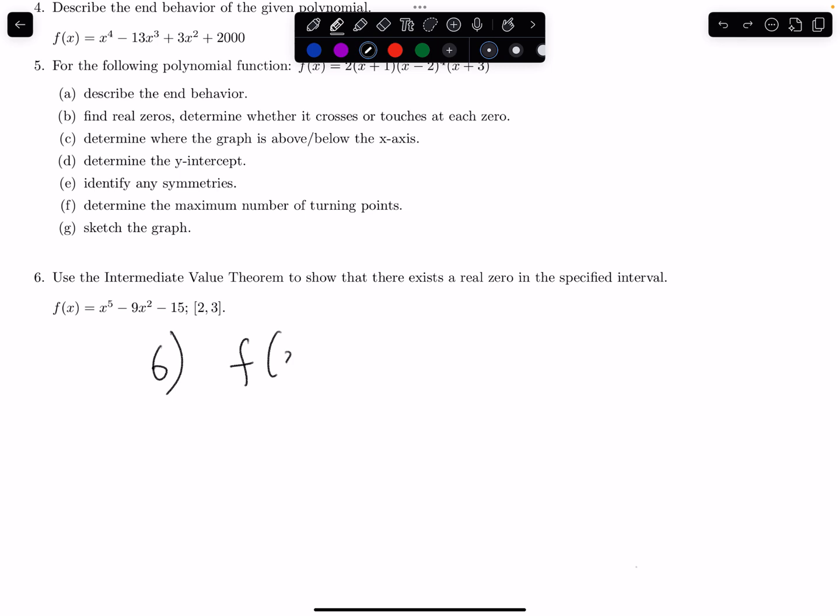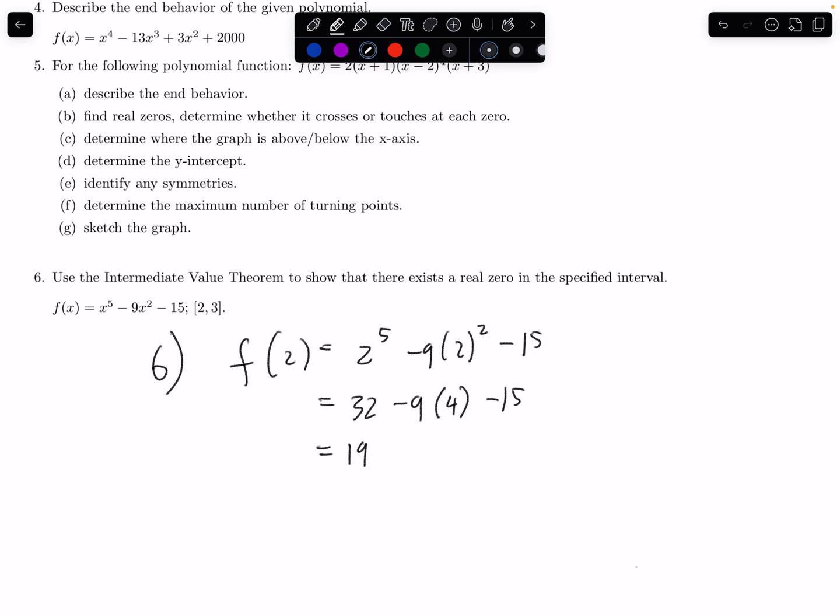So what is f of 2? That's 2 to the 5th minus 9 times 2 to the 2nd minus 15. 2 to the 5th is 2, 4, 8, 16, 32. Minus 9 times 2 to the 2nd is 4. Minus 15. And 32 minus 9 times 4 is 36, and then minus 15 is going to be negative 19. But the important thing here is that it's negative.